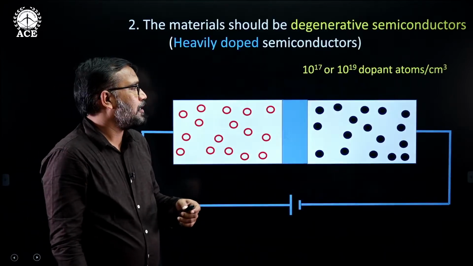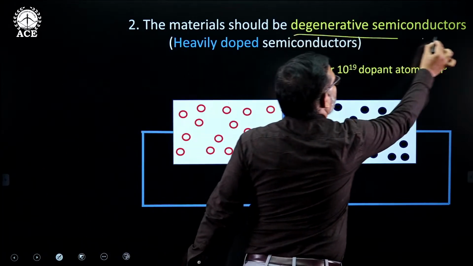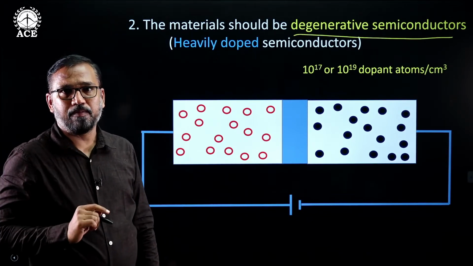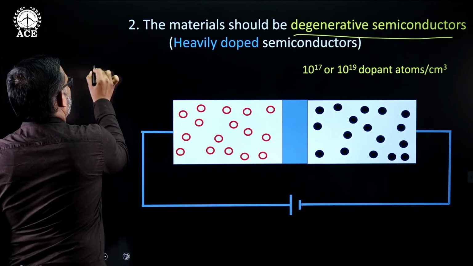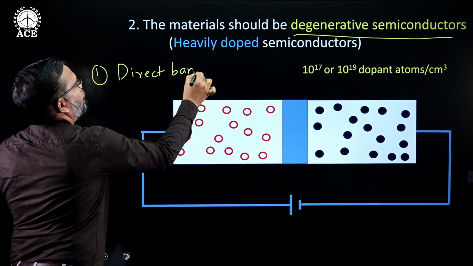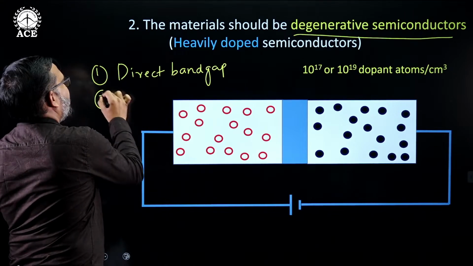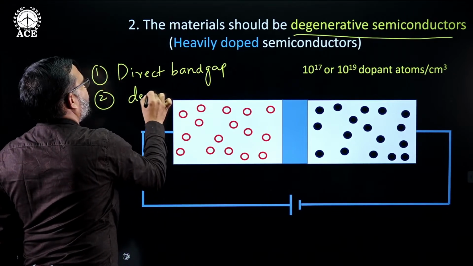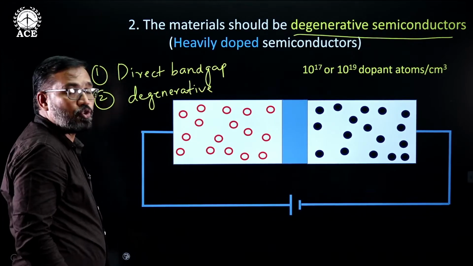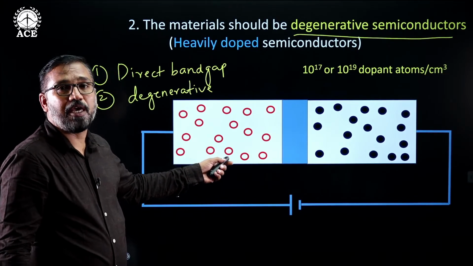The second one is degenerate semiconductors. The material should have a direct band gap, as I just said, and the material should be degenerate. What is degenerate? It means it should have heavy doping, so that more charge carriers are present.